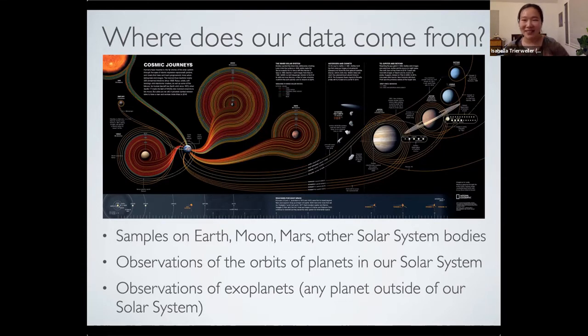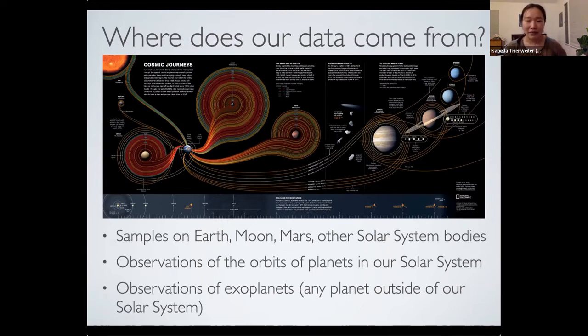And then finally, for an overarching big picture of what planet formation results in, we can turn to exoplanets, or any planet that's outside of our solar system. If we look for a bunch of exoplanets and measure their properties, we can check how our solar system fits into these other exoplanet systems. We can also check that when we come up with theories of planet formation, they work for our solar system, but they also work for this huge population of exoplanets.